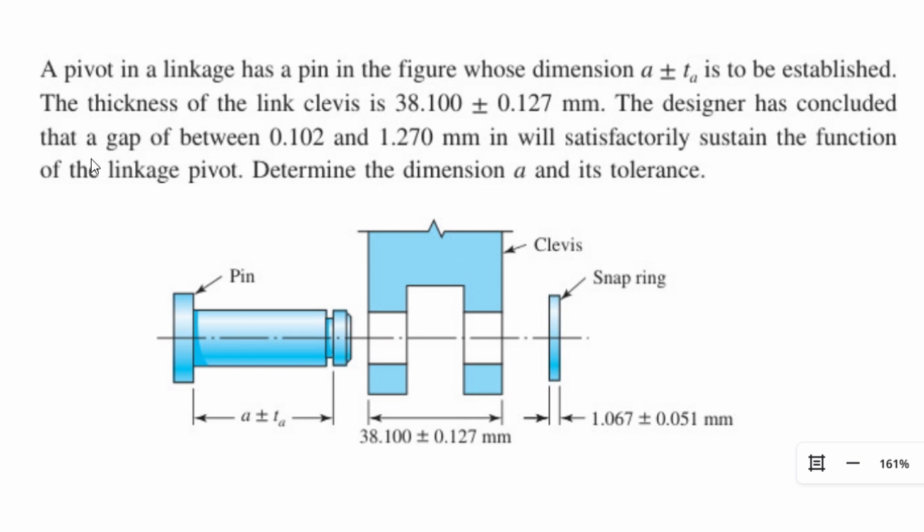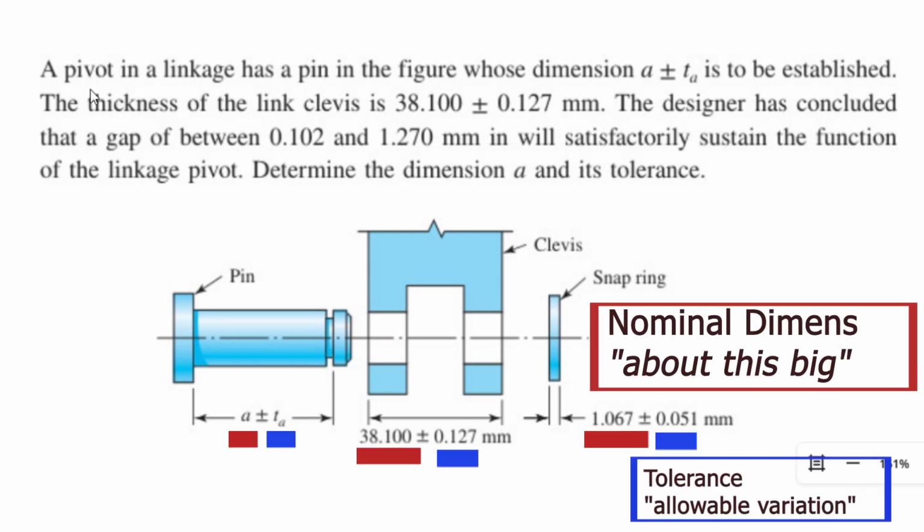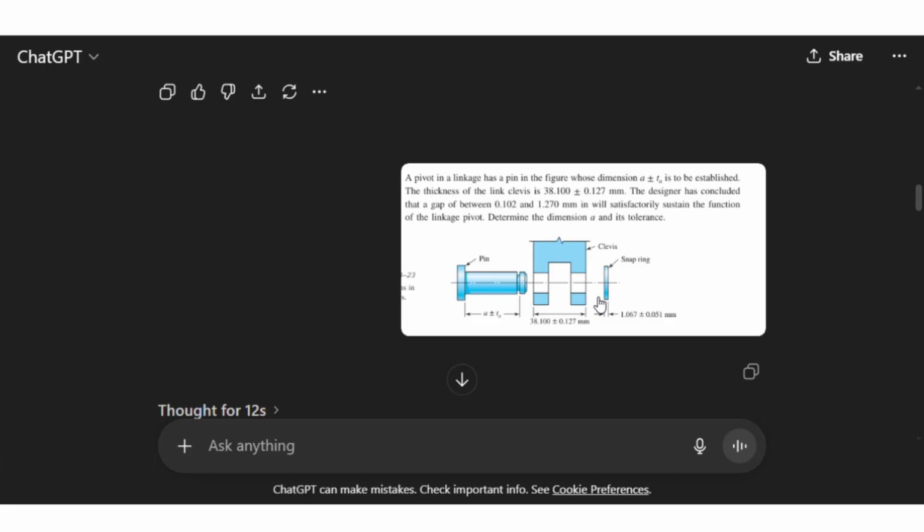So early in design, we only use nominal dimensions, the big values that help us check stresses and deflections, etc. But eventually, we have to tell the machinist exactly what to make, including allowable variations, and that's where tolerances come in. Now, let's see how ChatGPT solved this problem.